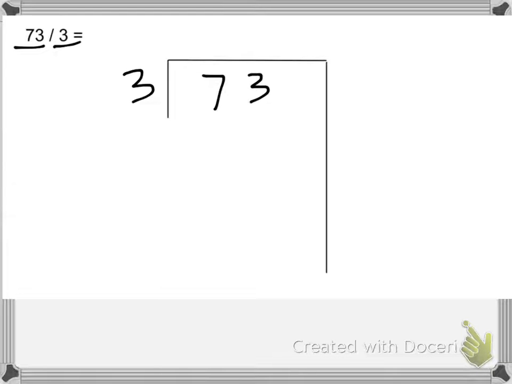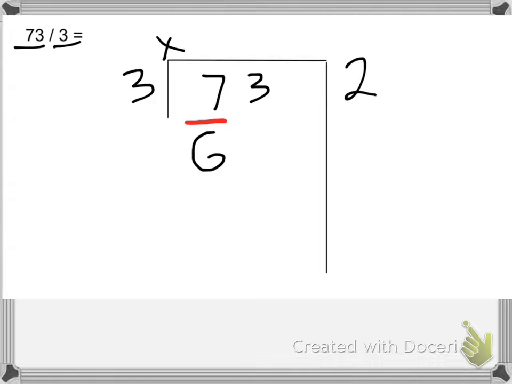Very first thing I'm going to do is underline the first digit, which is the 7. Now I'm going to ask myself, how many times can 3 go into 7? 3 can go into 7 2 times, okay? I am then going to multiply 3 times 2, which equals 6, and that's going to go under my underline.